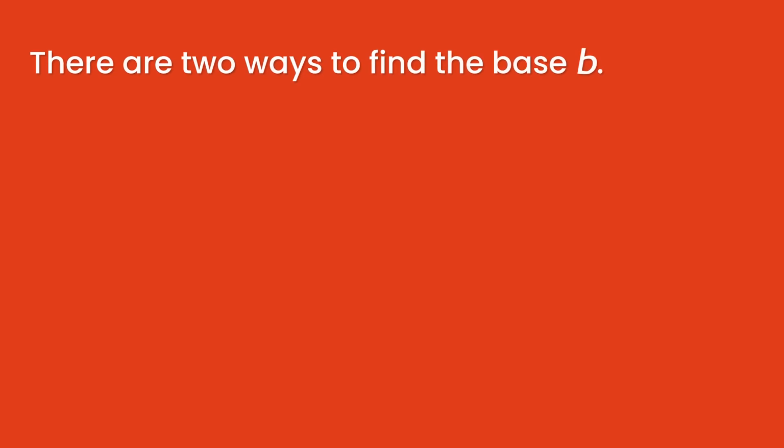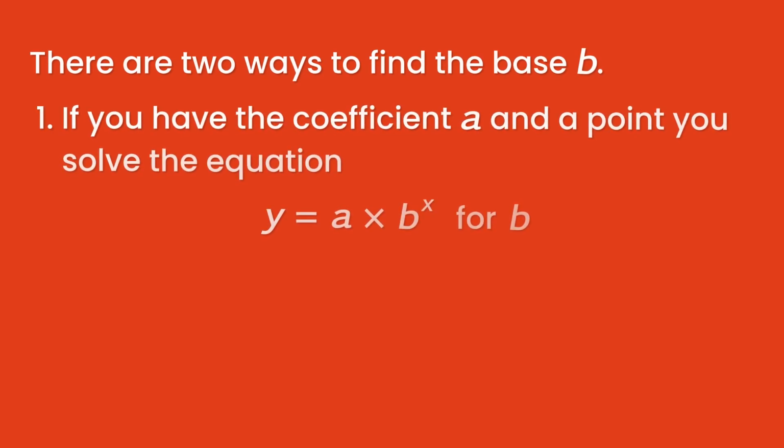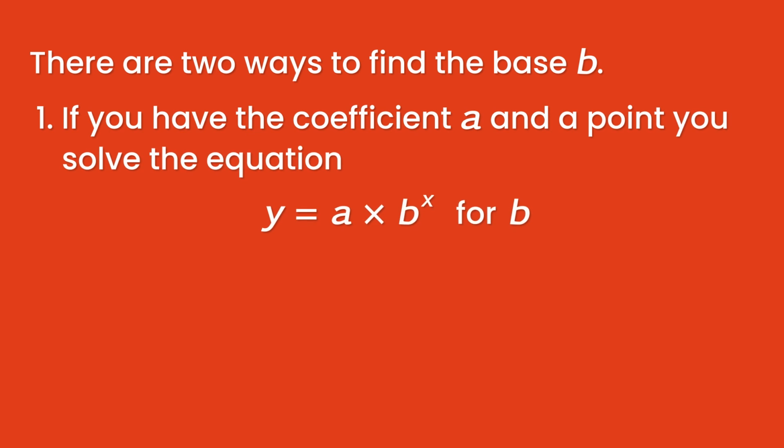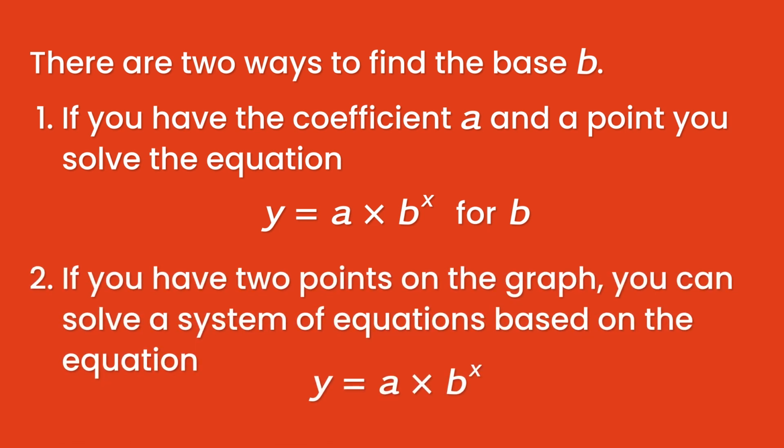There are two ways to find the base b. 1. If you have the coefficient a and a point, you solve the equation y equals a times b to the power of x for b. 2. If you have 2 points on the graph, you can solve a system of equations based on the equation y equals a times b to the power of x.